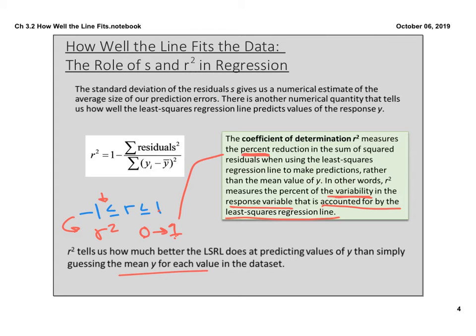But if you can remember the fact that it's literally the square of R, and you remember that R is between -1 and 1, then you can lead yourself to the fact that, oh yeah, R squared is that percent. Oh yeah, it's the percent of variability that I can blame on the line. I can blame a certain amount of variability on the line, so then that's my R squared.